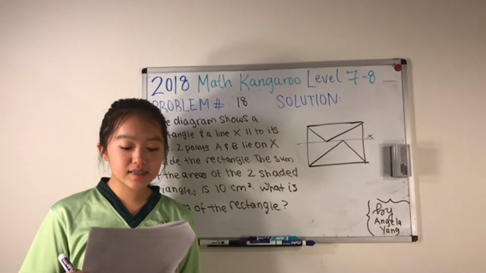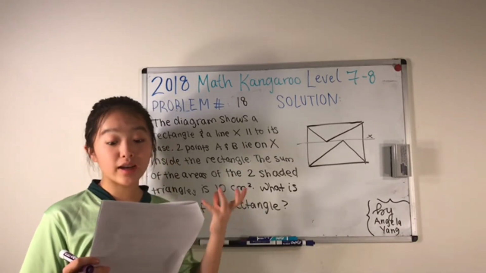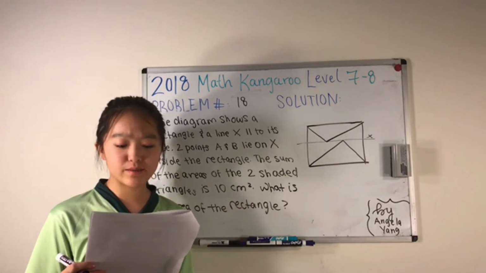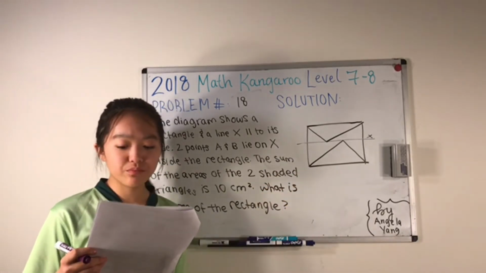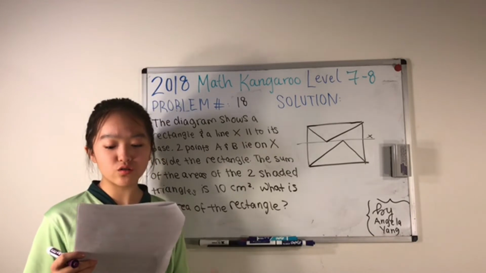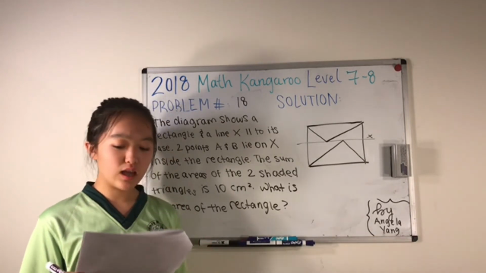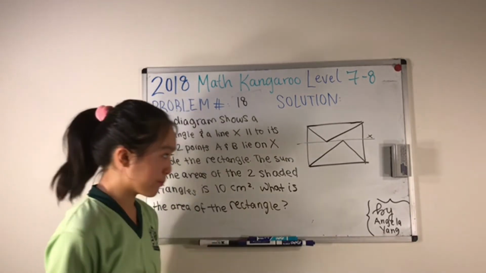Problem number 18 says, the diagram shows a rectangle and a line X parallel to its base. Two points A and B lie on X inside the rectangle. The sum of the areas of the two shaded triangles is 10 centimeters. What is the area of the rectangle?